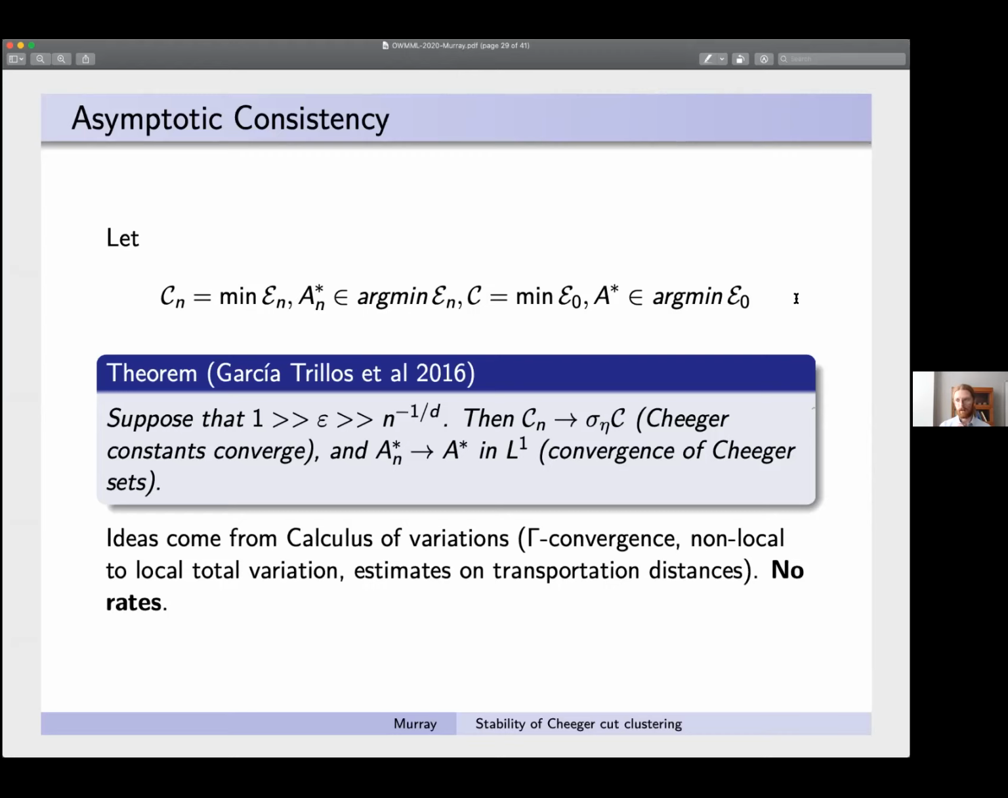But one thing that I'll remark is that there are no rates in any of these works. There's nothing quantified about how the Cheeger constants converge, nor about how the Cheeger sets converge. And things like these rates provide performance guarantees and robustness guarantees for these algorithms. And I think this is really a place where mathematicians can offer something, in saying concretely how well one can expect these algorithms to perform, especially with respect to the number of data points that you have.